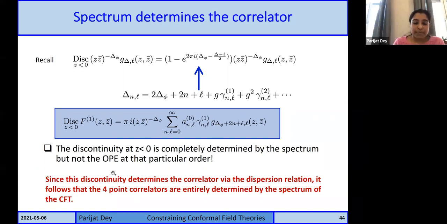Okay, so the point is that since this discontinuity determines the correlator via the dispersion relation, it follows that the 4-point function is completely determined by the spectrum of the CFT.